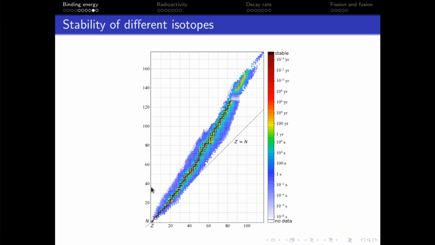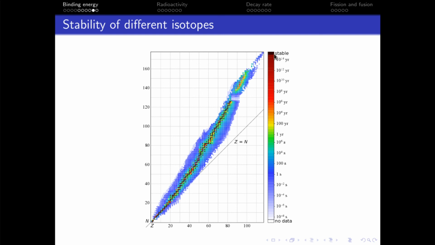We have on this axis N, the number of neutrons in a given nucleus, Z, the number of protons in a given nucleus. And each little square on the graph represents a possibility for a nucleus with a given Z and a given N, so a given number of protons and a given number of neutrons. And what you have is a color scheme of how much time it takes for the nucleus to decay, to destroy itself into something else.